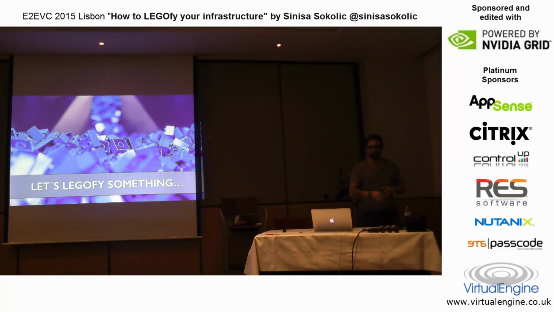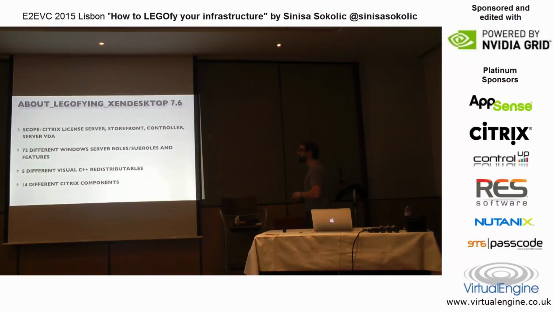Now let's look at an example at this place. I've chosen XenDesktop 7.6 for that example, with the Citrix license server, StoreFront, controller, and server VDA in place. If you look at what you need to install for that, we have about 72 different Windows Server roles, sub-roles, and features, 5 different Visual C++ redistributables, and 14 different Citrix components. There are things like hotfix 2 for the controller, Citrix Studio, and so on.